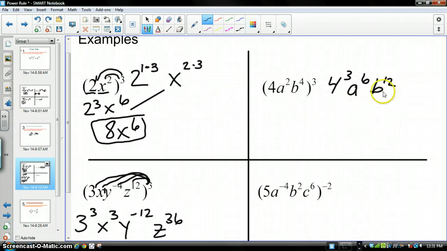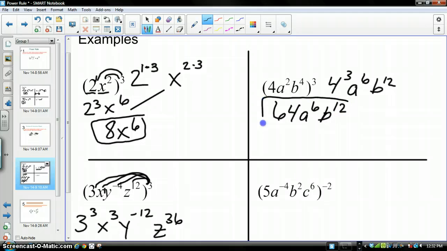Now, we need to simplify this. So 4 to the third is 64. And we have no negative exponents, so we just need to copy the variables back down with their exponent. And that is our answer.